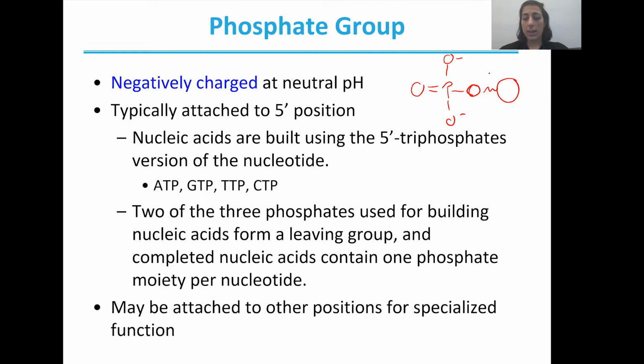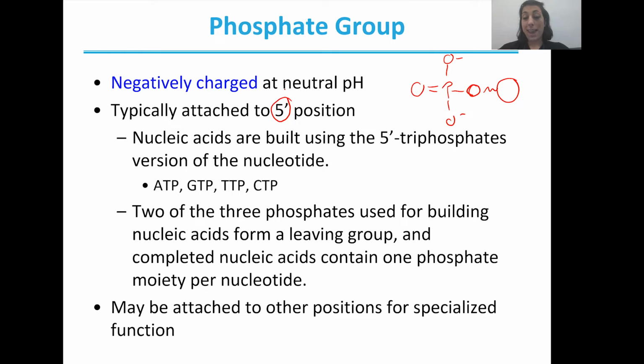And you'll see that this phosphate group actually tends to have a -2 charge on it. That's because each of these oxygens here and here are negatively charged. Again, this phosphate is typically attached to the 5' position of the sugar that makes up our nucleotide.